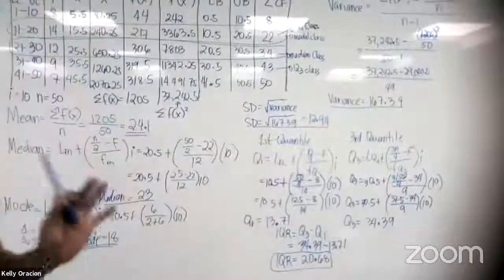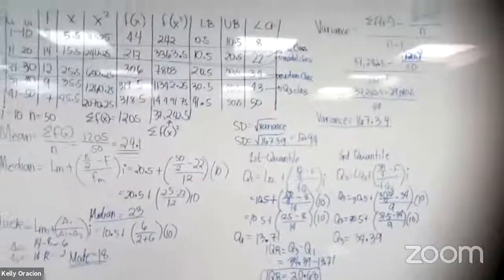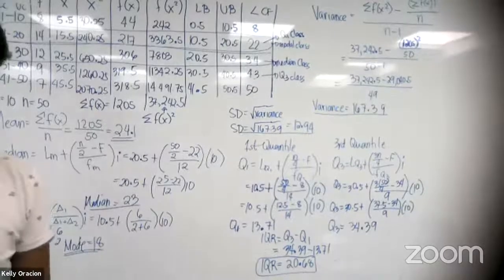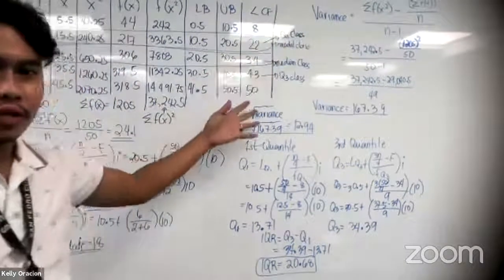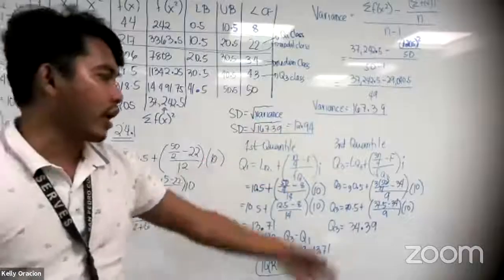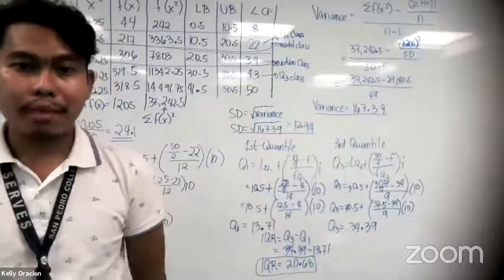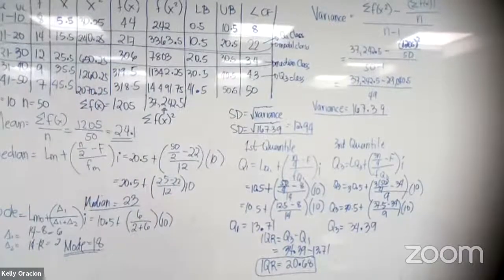And also, this is the whole process you will do for your activity this coming Thursday. Find the mean, median, mode, the variance, the standard deviation, the first quantile, the third quantile, and the interquartile range. Don't worry because the activity is by group. Okay? So that's all for the discussion of the measures of central tendency and measures of variability.